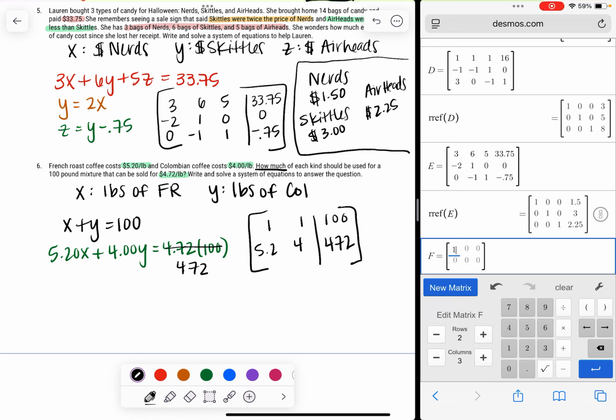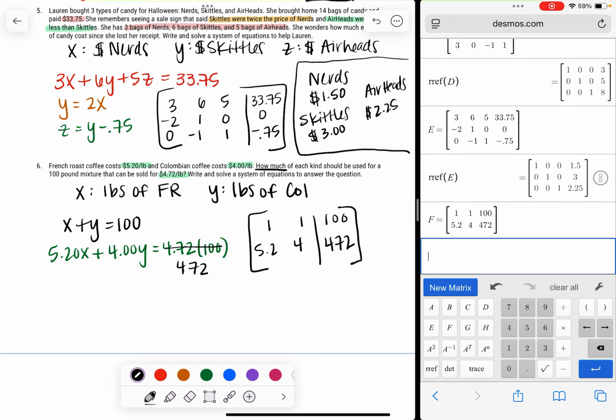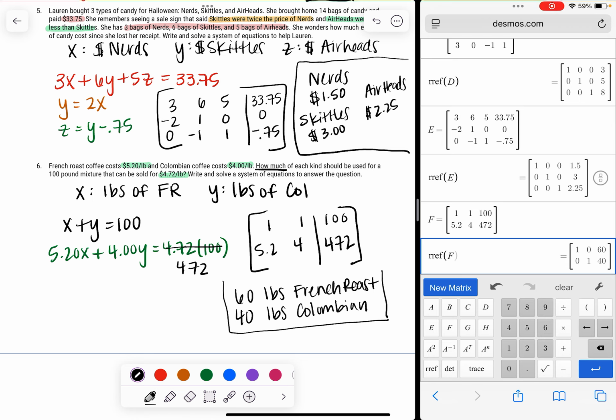And so this time, when I go to plug in my new matrix, it's going to have 2 rows, 3 columns, and I'm going to have 1, 1, 100, and I'm going to have 5.2, 4, and 472. And then we'll still do RREF. And this tells me we need 60 pounds of French roast and we need 40 pounds of Colombian coffee to make this particular mixture.